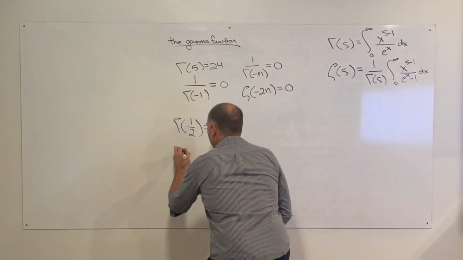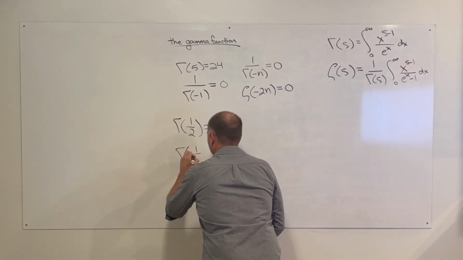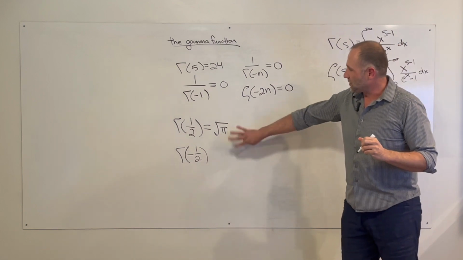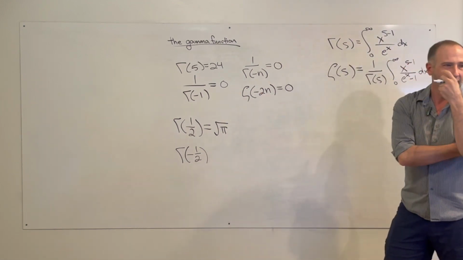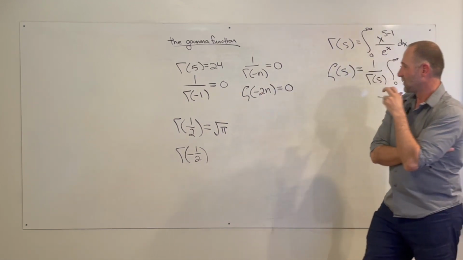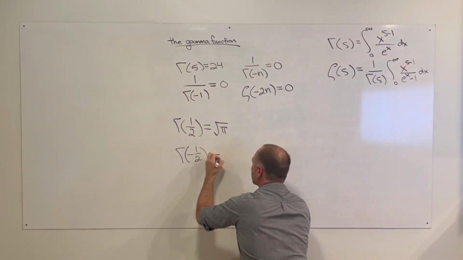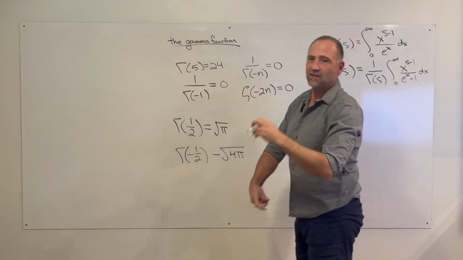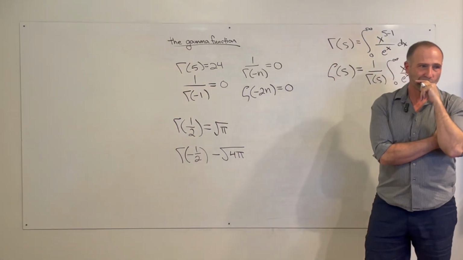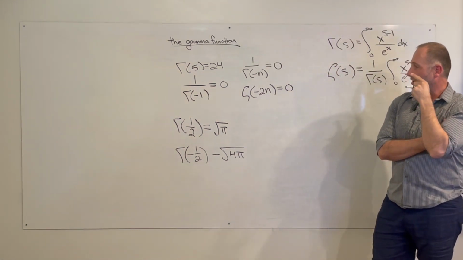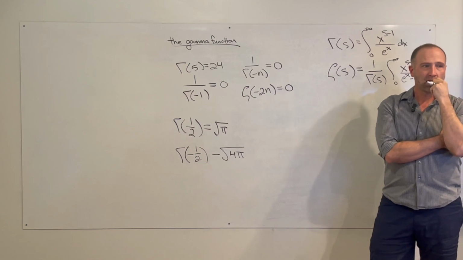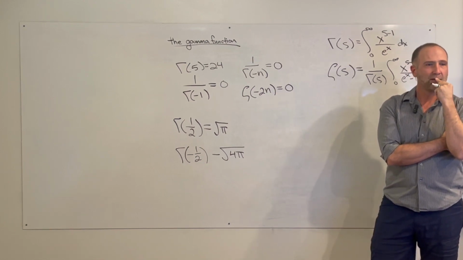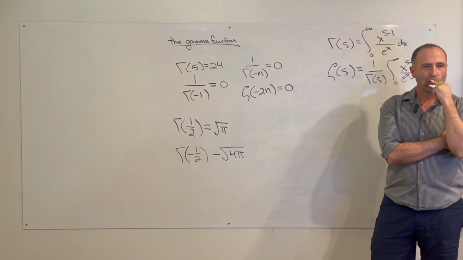Let's just change this to gamma of negative 1/2. What would you expect is going to change? Is it going to be pi? Negative square root of 4 pi. Oh. So if you multiply them together, you get negative 2 pi. So, let me see.